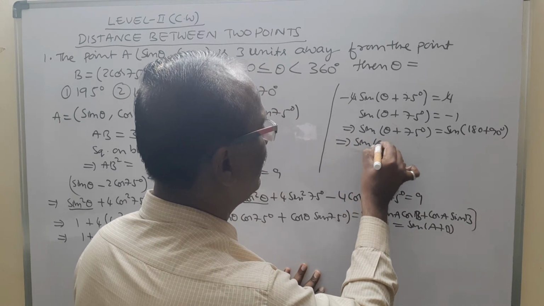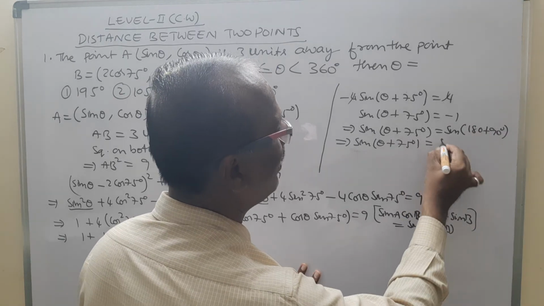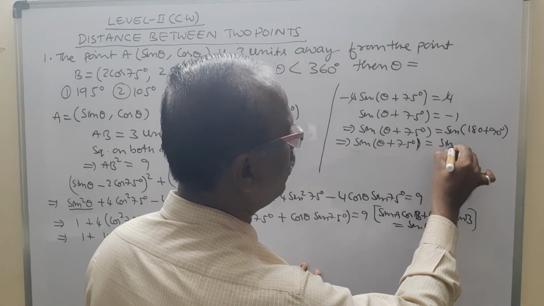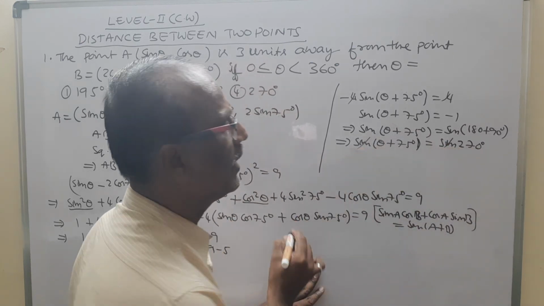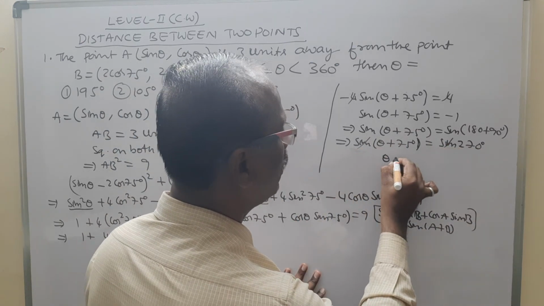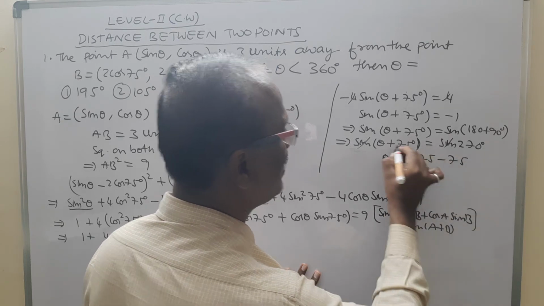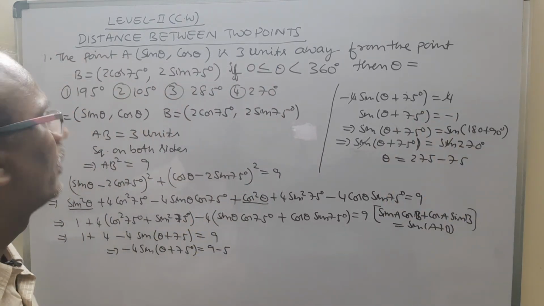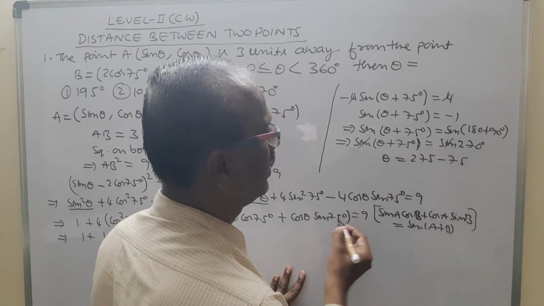Sine theta plus 75 degree is equal to 180 plus 90, 270. Sine 270 degree. Here sine ratio gets cancelled. Then theta is equal to 270 minus 75. Plus 75 becomes minus 75.